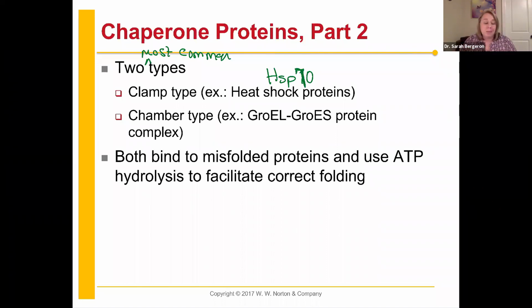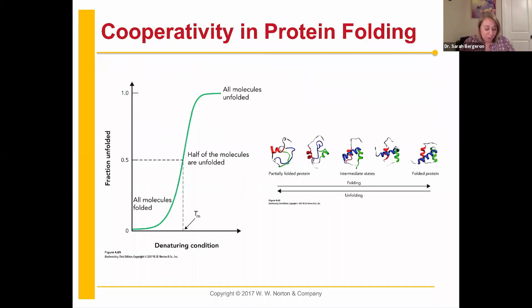The other is a chamber type, and you think about a chamber, right? The proteins have to enter into the chamber, folding is facilitated, and then they're released. Both of them require ATP in order to facilitate the folding. That's an energy dependent reaction, and so it needs ATP to complete it.